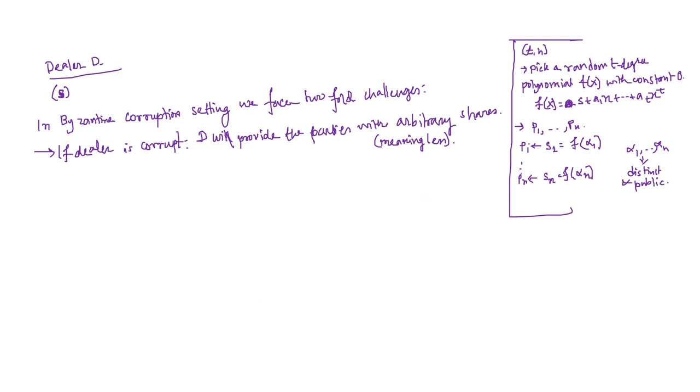Okay, and this S1 is the share of P1, Sn is the share of Pn. That's it. Now, if the dealer is corrupt, instead of providing the evaluation of polynomial f at point alpha 1, it can just generate an arbitrary value, some s1 dash, and give it to P1.